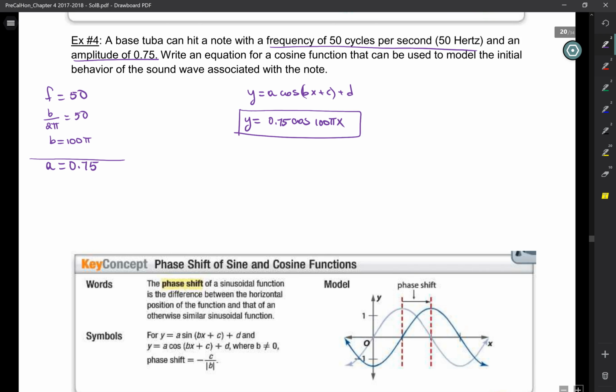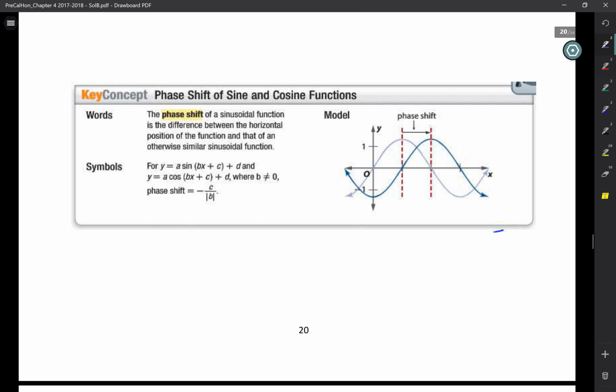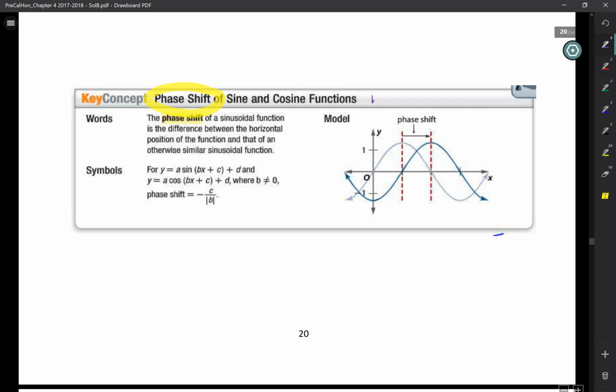All right. Questions? Okay. We call these basically just plugging-in problems. That one. All right. Phase shift. In the trig world, we don't say horizontal translation, we say phase shift. But for all intents and purposes, phase shift is just horizontal translation.